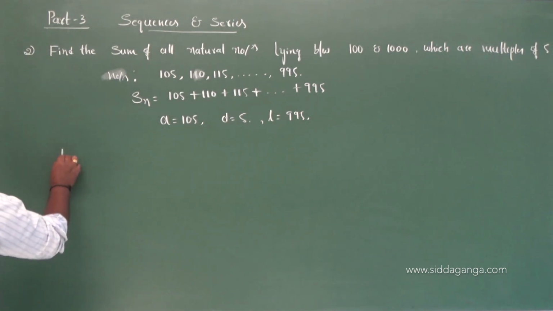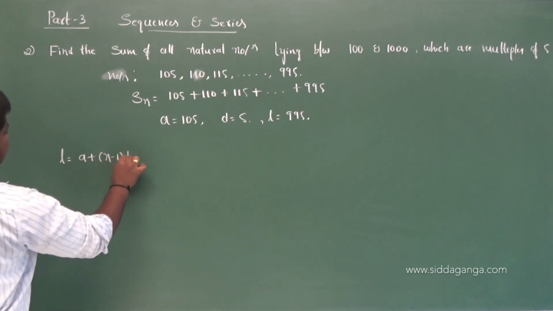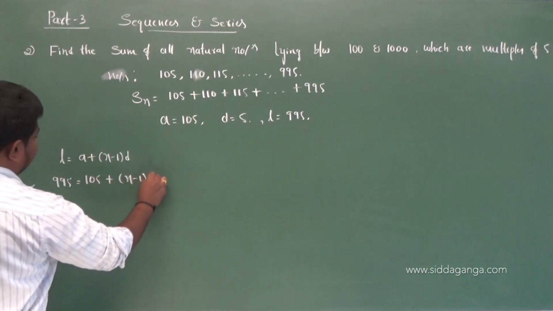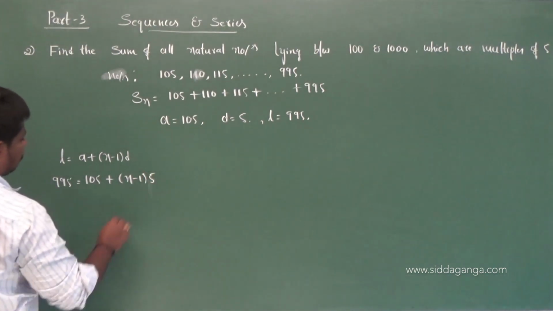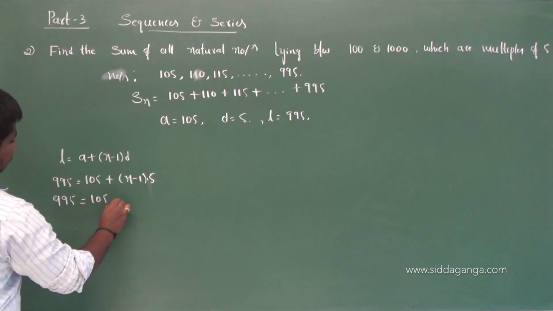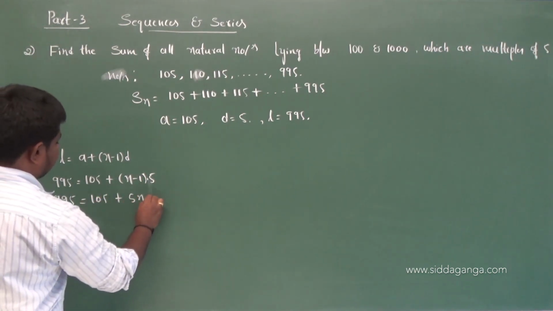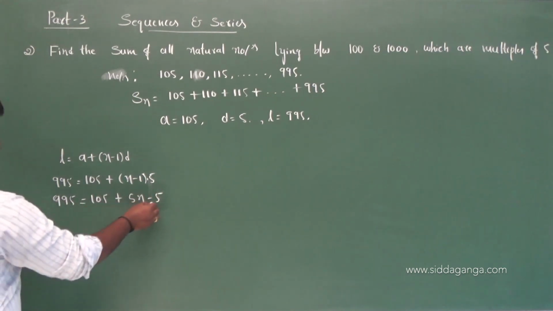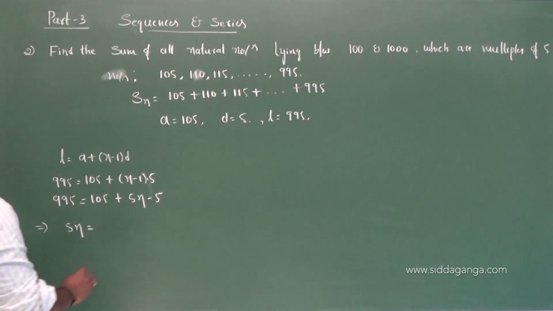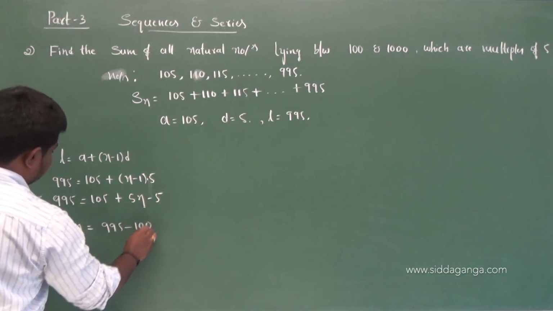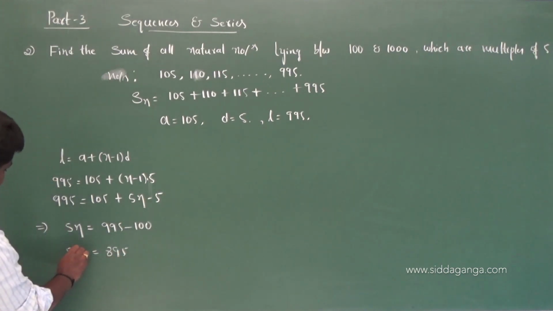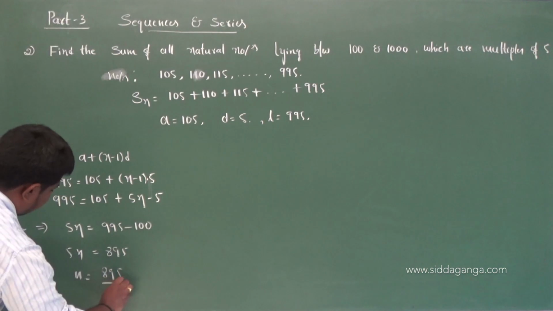By using the last term, L is equal to A plus N minus 1 into D. L is 995, that is equal to A which is 105 plus N minus 1 into D, and D is 5. So, 995 equals 105 plus 5N minus 5. Now 105 minus 5 is 100. So, 5N equals 995 minus 100, which is 895. So N gives 895 by 5.